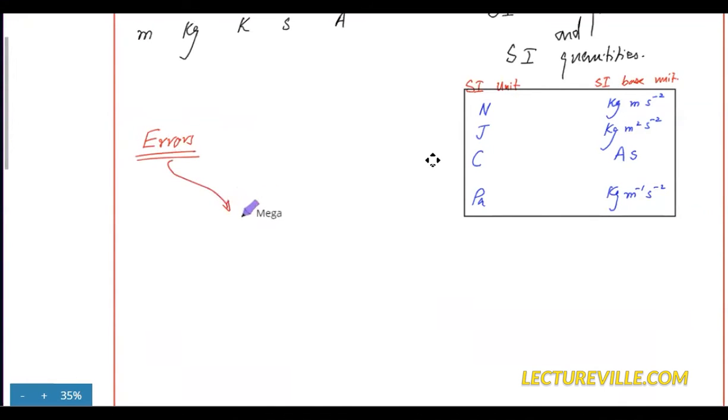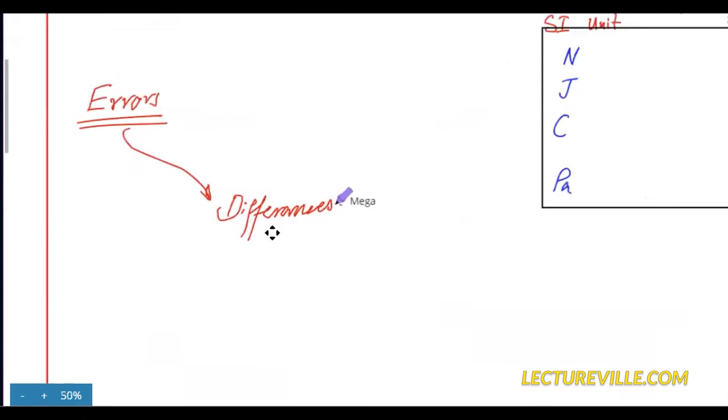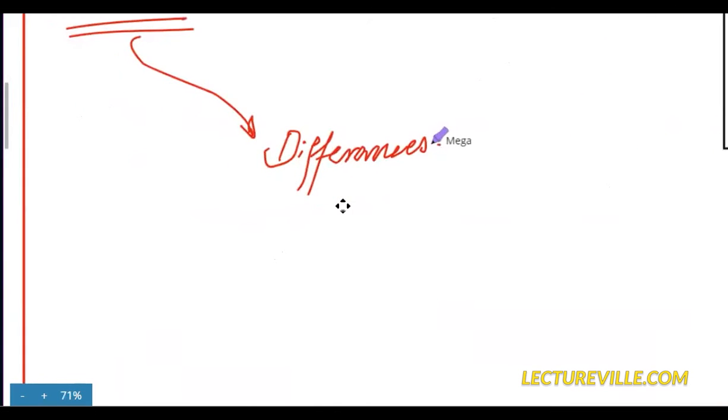Errors are actually differences. Difference of what? Difference of measured value to other measured value, or difference of measured value to true value. There are differences. And whenever we say that one value is this, actually it is always within two different values.